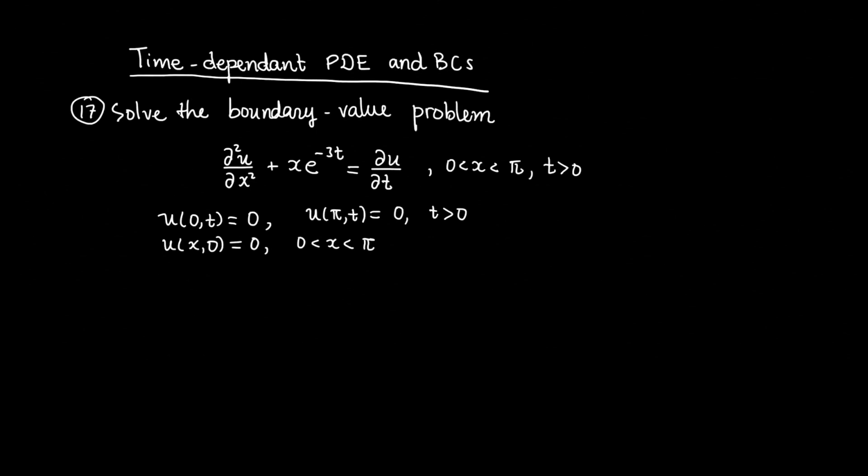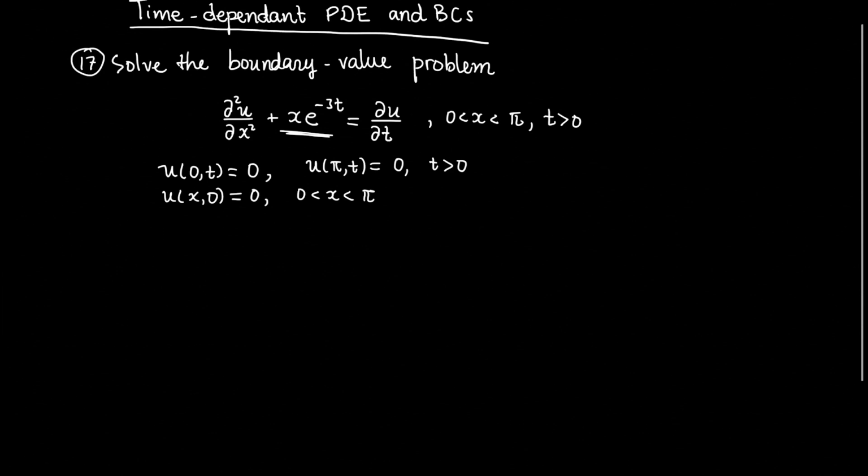Now we are going to solve a non-homogeneous problem where we actually have a time-dependent function. In the previous one, it was time-independent because we didn't have the variable time, but here we have the variable time, so it's time-dependent. So how do I solve it? I have the boundary conditions and I have the initial condition.